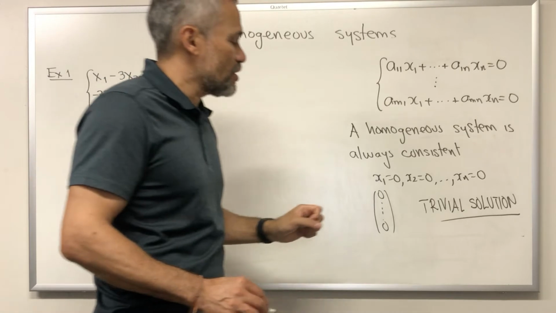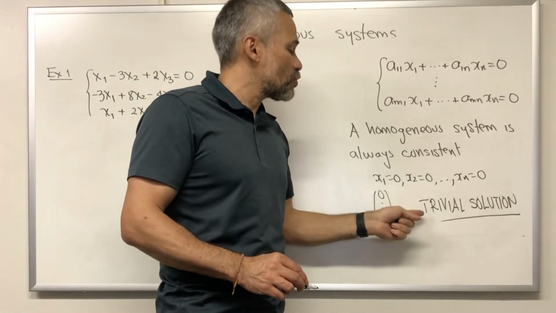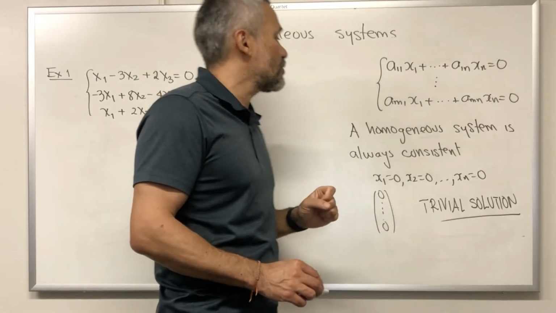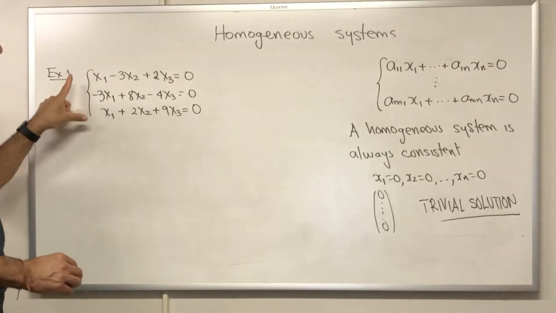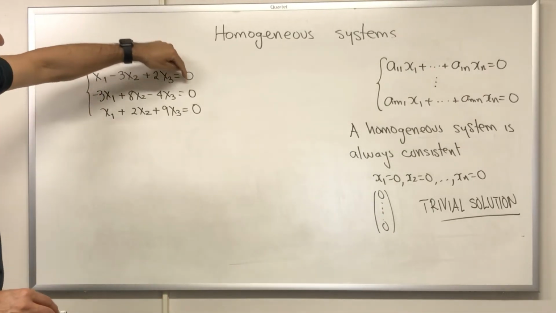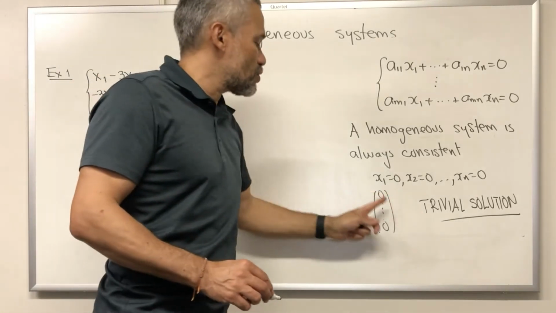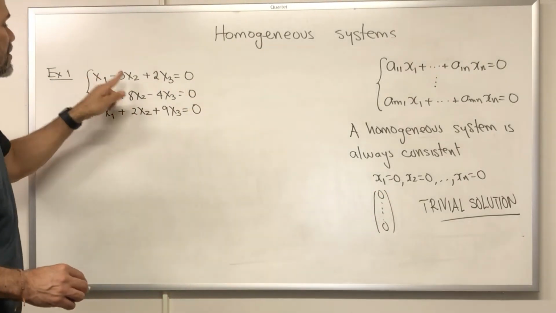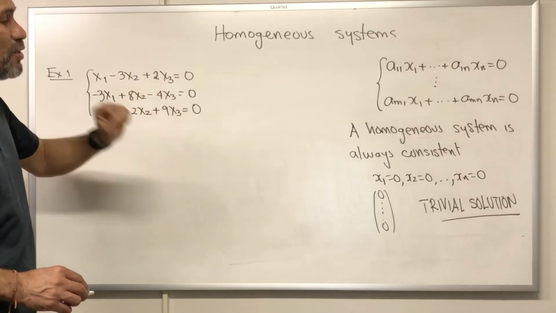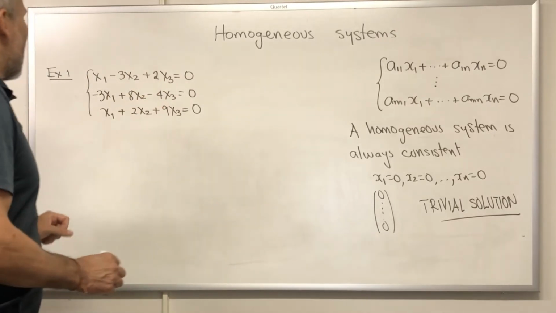An interesting question is if there are more solutions besides the trivial solution. Let's take a look at this system. It's a homogeneous system. You see zeros here on the right-hand side. And let's see if there are more solutions besides the solution x1 equals 0, x2 equals 0, x3 equals 0, which is called the trivial solution.